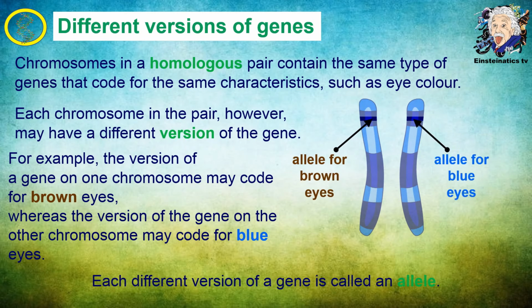The two sister chromatids have these alleles. Yung isa ay it codes for brown eyes, yung isa naman ang code nito is for blue eyes. So ano nga ba yung allele? Yung bawat version or yung magkaibang version ng isang gene ay tinatawag na allele.